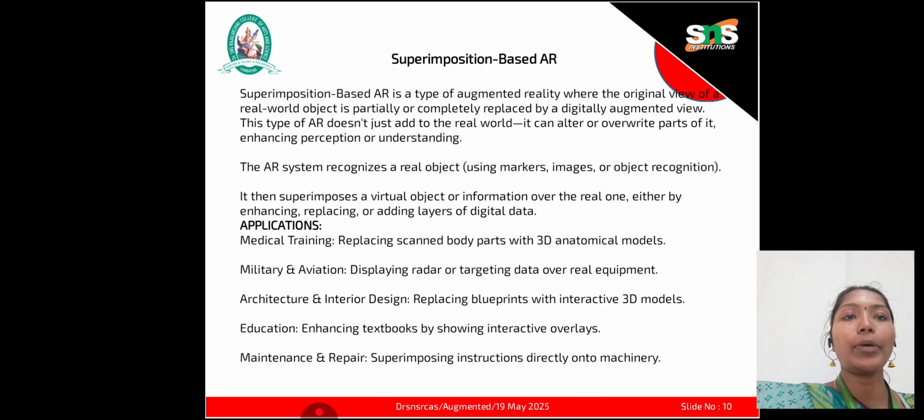Next is superimposition-based AR. This is a type of augmented reality where the original view of the real-world object is partially or completely replaced by a digital augmented view. This type of AR does not add to the real world, it overrides parts of it. The system recognizes the object in real time. Applications include medical training, military aviation, architecture, education, maintenance and repair. Everywhere it represents superimposition.